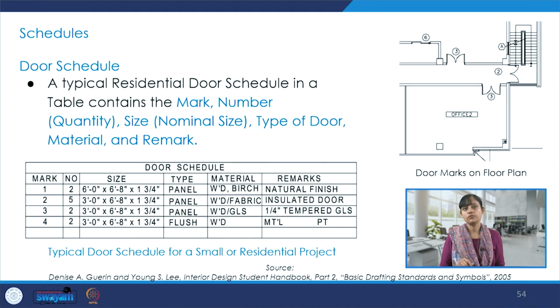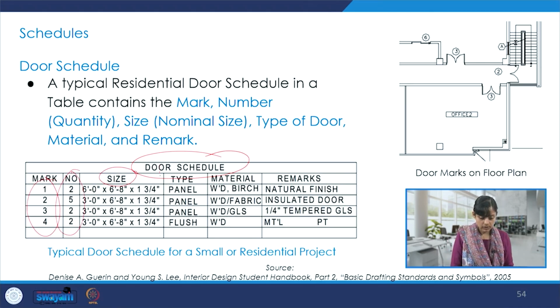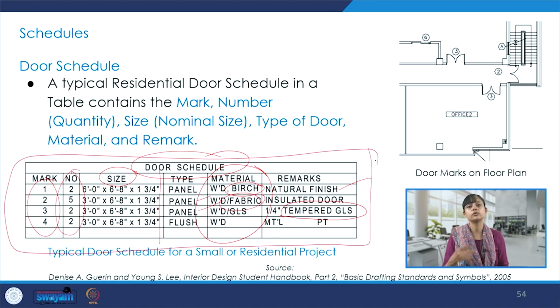Then schedules are also very important for interior architecture projects. There is the door schedule, which is very crucial. Again, we mark some points: how many numbers, what are the sizes, and whether it's a flush door or a panel door, whether it is made out of birch wood or pine or some kind of fabric or glass, whether there is a natural finish or it is polished. The glass is tempered glass or tinted glass or colored glass or clear glass, whether it has a film on it or not. We give all those kinds of details through these schedules and inventories.